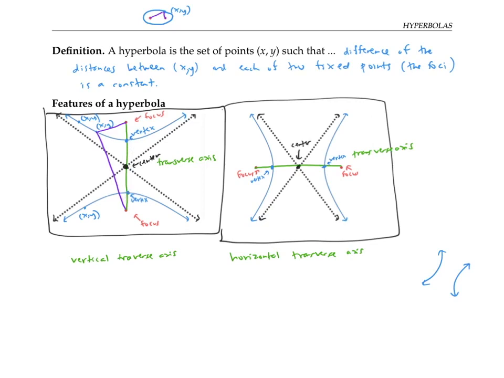The two black dotted lines that I've drawn that form an X are not actually part of the hyperbola. They're called the asymptotes, and you can think of them as guidelines for drawing the hyperbola because the hyperbola gets closer and closer to these asymptotes but doesn't cross them. We'll talk more about the asymptotes later.